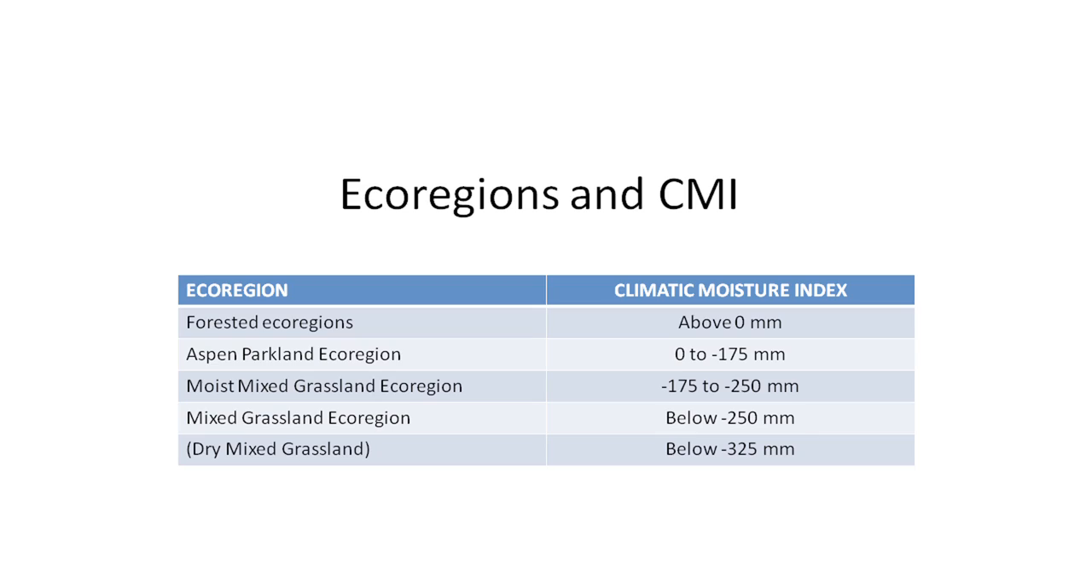So these are rough boundaries in terms of this climatic moisture index. If we have positive numbers for the CMI, we're in the forest; 0 to minus 175 is aspen parkland, and so on down to the drier mixed grassland ecoregion.